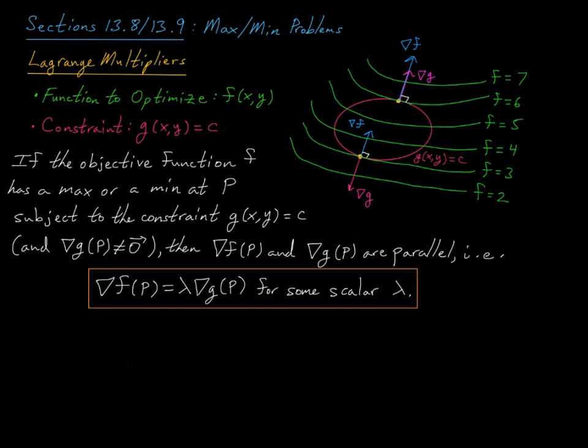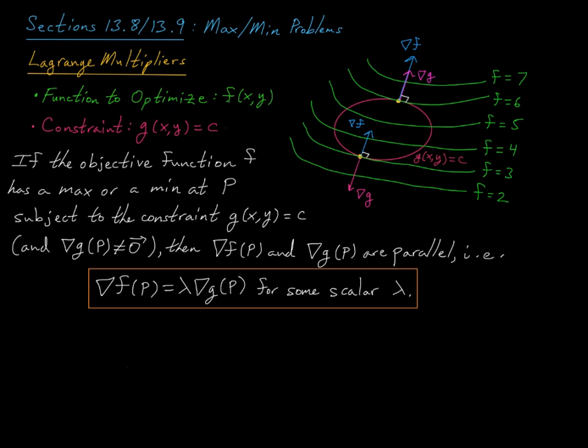Okay, now over here in this picture, we have our constraint curve. That's this curve in red described by the equation g of x, y is equal to c. And then in green, we have some various level curves of our objective function f. And since we're subject to this constraint, we are looking at points that are at the intersection of these level curves and our constraint curve.